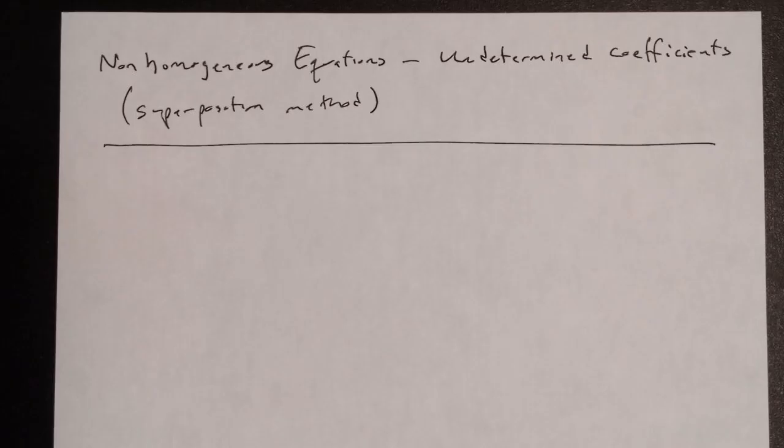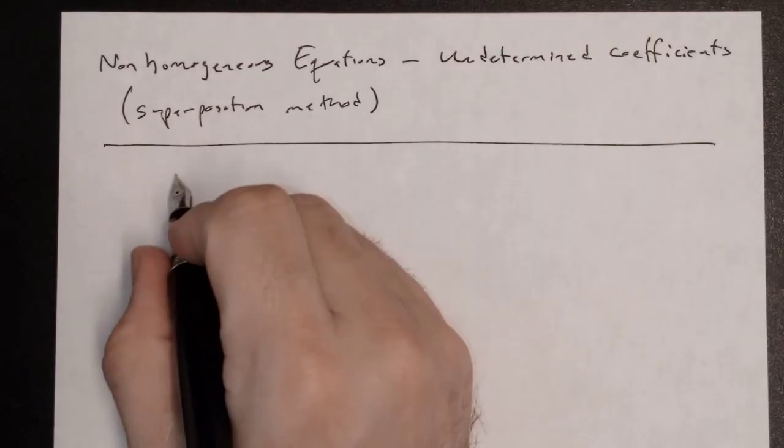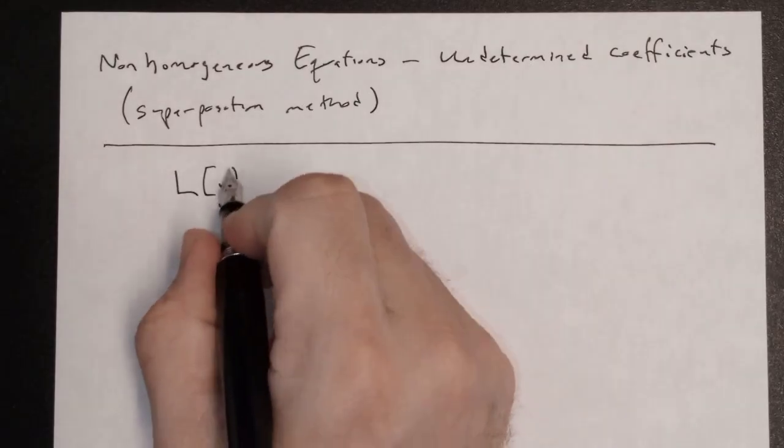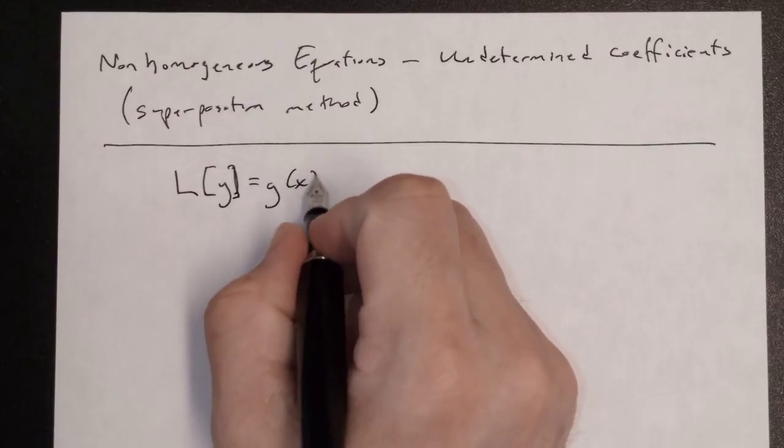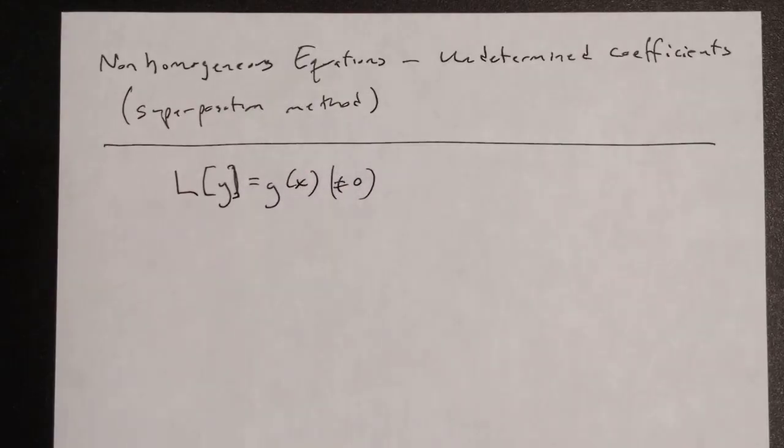A non-homogeneous equation is one in which our differential equation L of y is set equal to something other than 0. And what we said last week is that whenever I want to solve a non-homogeneous equation, the first thing I have to do is solve the homogeneous one.